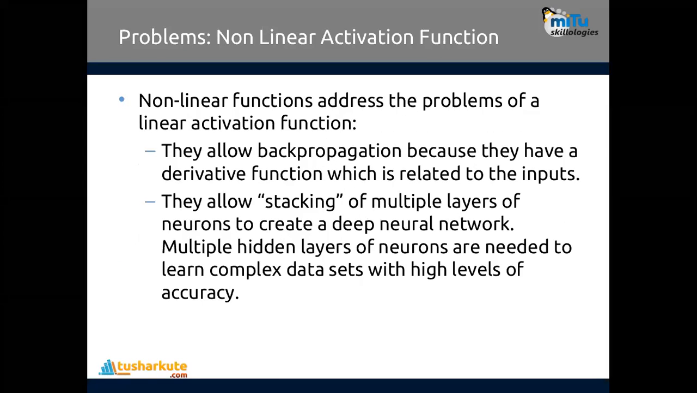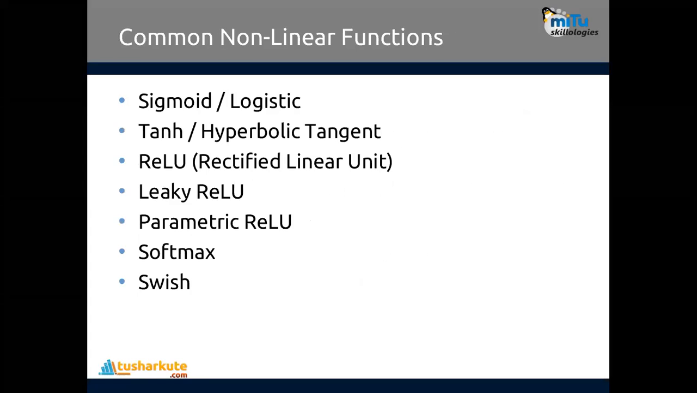The problem they address is that of the linear activation function, and they basically allow backpropagation because they have a derivative function. Many such functions exist. These are the common non-linear functions used for firing the neuron. Okay, let's take an overview of them. Time is almost over, so let's take an overview of all of these non-linear functions.